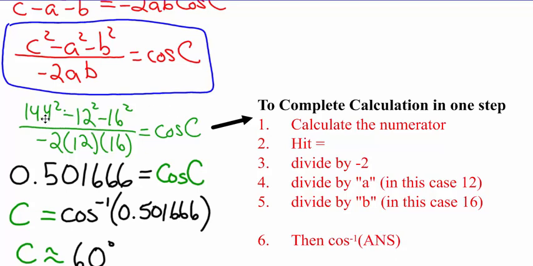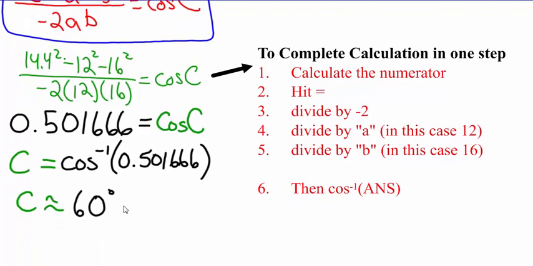If you want to work it out in two steps, work out the numerator, write it down, work out the denominator, write it down, then divide through, and then do your inverse cos to get the angle, which is obviously very close to 60 degrees because it is the same question as on the previous one.